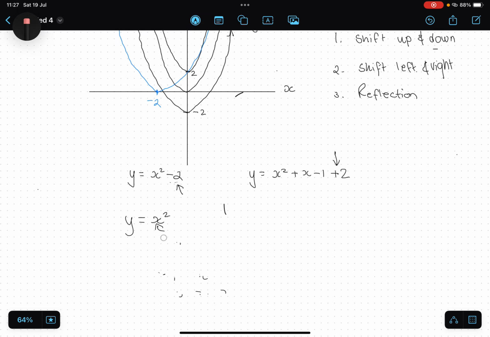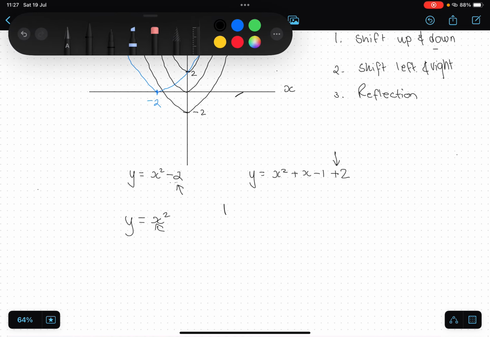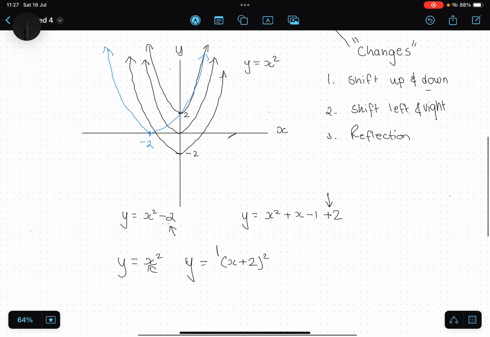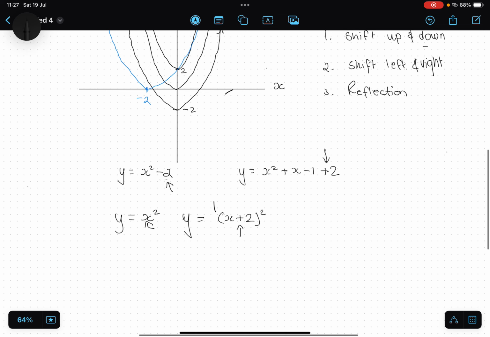Okay, so that will be your equation for left and right shift. So it goes inside the x. Okay, so let's just write that. It was x squared, now it is (x plus 2) squared. Now, if we're shifting to the right by 2 units, it would just be minus 2 in here. So you just change the sign. Okay, so careful with that one.